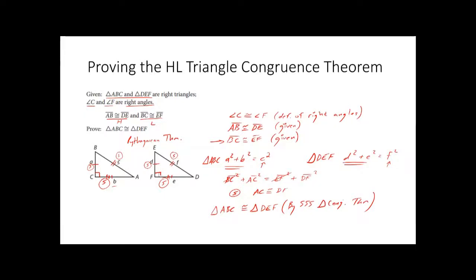There we go. So again, we use Pythagorean to set these equal to each other. And again, c squared and f squared was really just taken care of by this, AB being congruent to DE. So we just set them equal to each other.